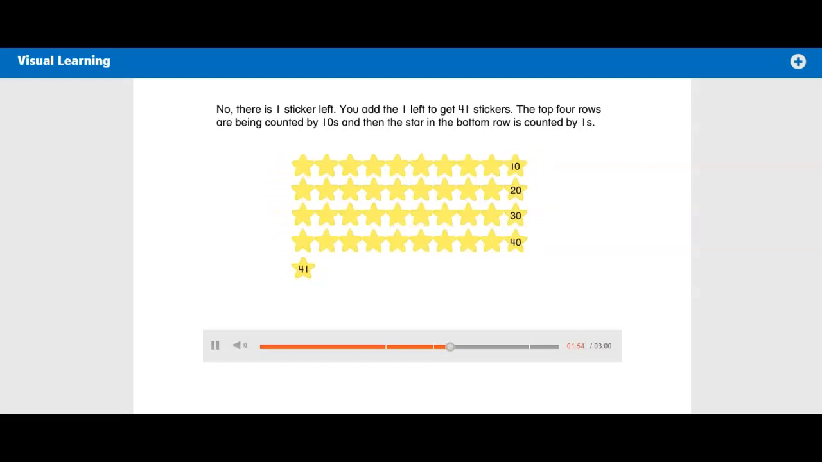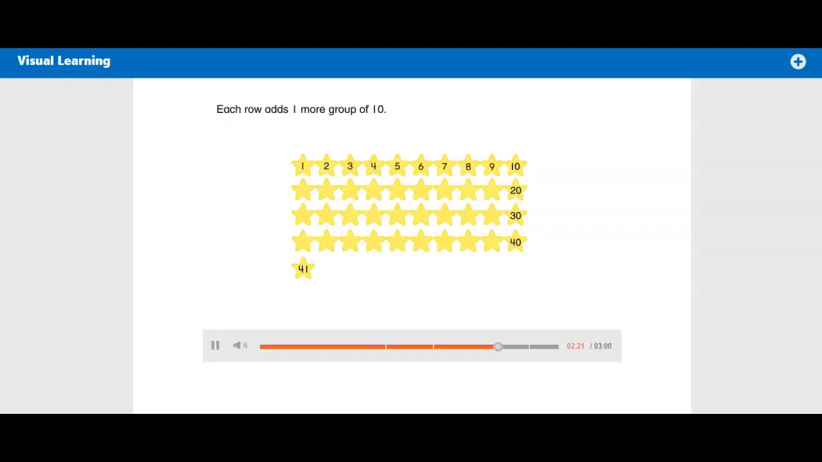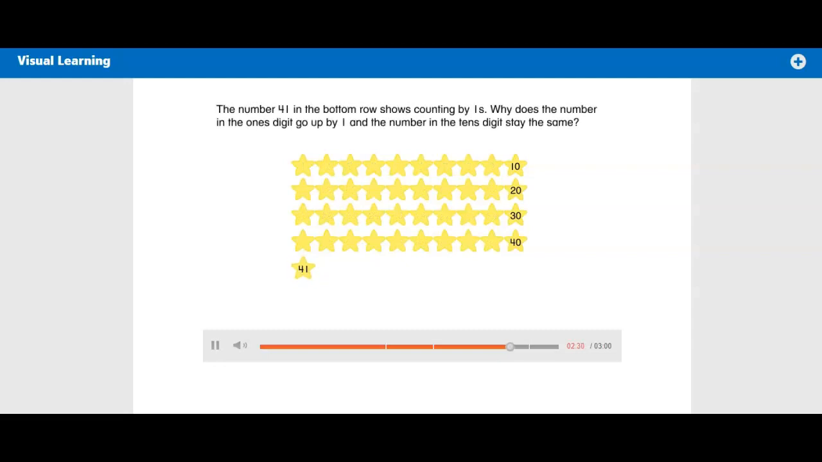The top 4 rows are being counted by tens, and then the star in the bottom row is counted by ones. The numbers 10, 20, 30, and 40 on the stars in the top 4 rows show counting by tens. Why does the number in the tens digit go up by 1 and the number in the ones digit stay a 0? Each row adds one more group of 10. The number 41 in the bottom row shows counting by ones.